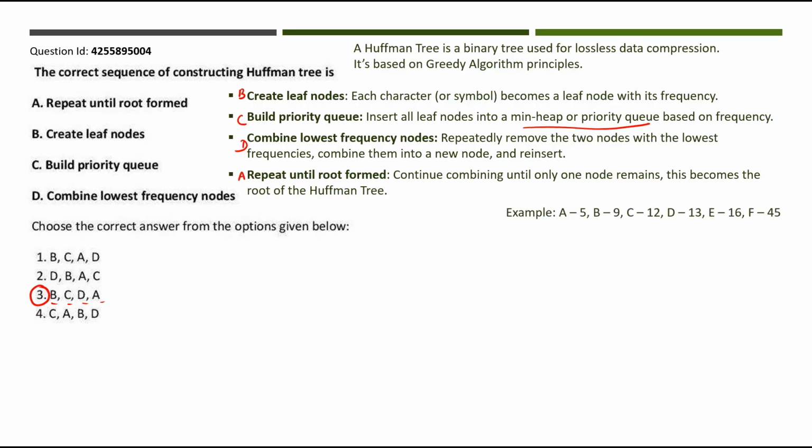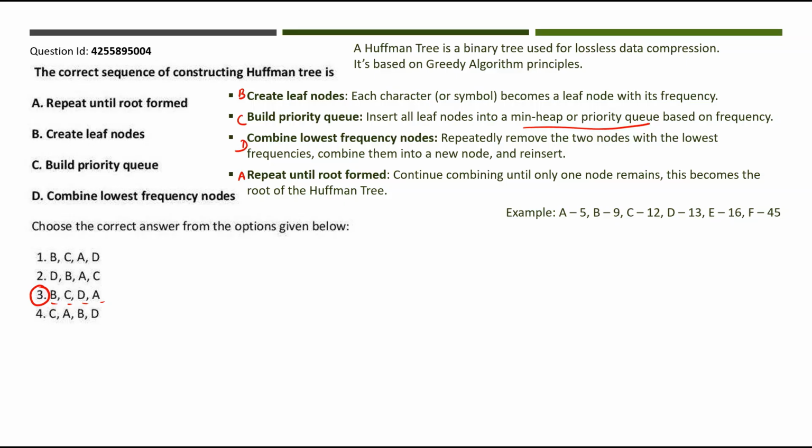So let's take an example. We have 6 nodes. This is a very popularly available example in so many articles, in so many websites and even in some books. So I am using the same example. A node with frequency 5, B with 9, C with 12, D with 13, E with 16 and F with 45. Initially what we have to do, we have to create leaf nodes. So let's take every node to be a leaf node as of now.